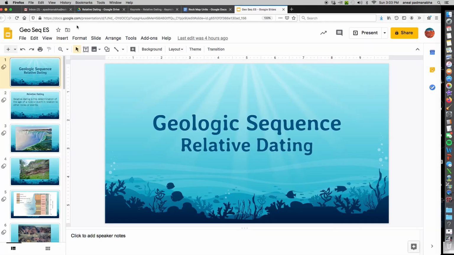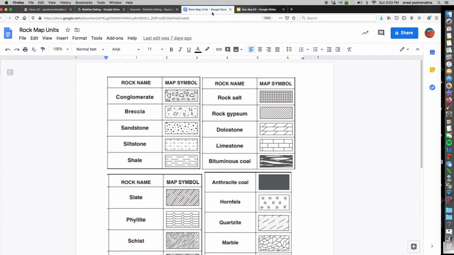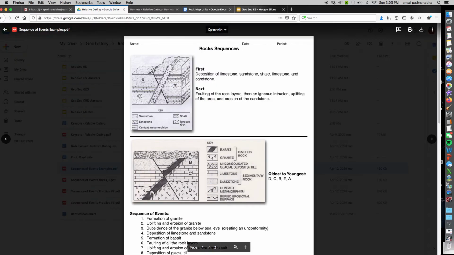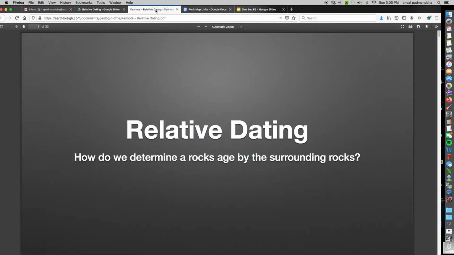You are going to need this thing that says Geosequence Earth Science, which is a slide. And you have your reference table, but I'll also include this to you guys for rock map units. And also, you're going to need this rock sequences that I kind of pulled out last week for you. So again, I just want to go over a couple things. And I know you watched the Ed puzzle last week, and it's pretty good. But again, I just want to touch on some things, and hopefully we're all doing okay.